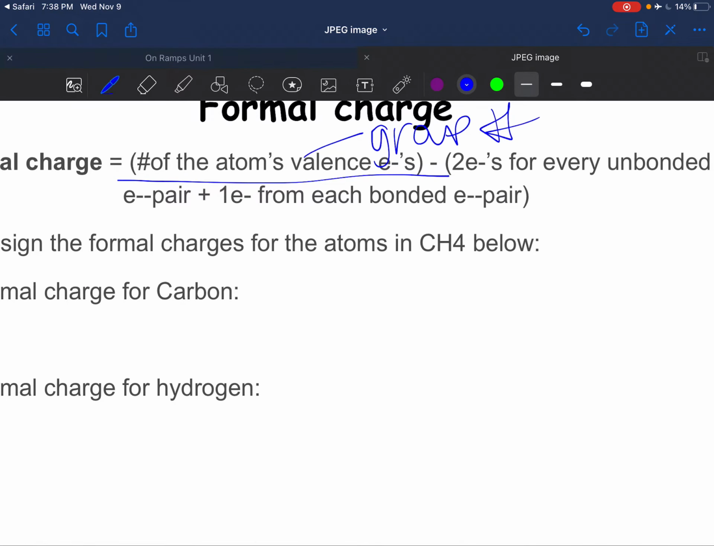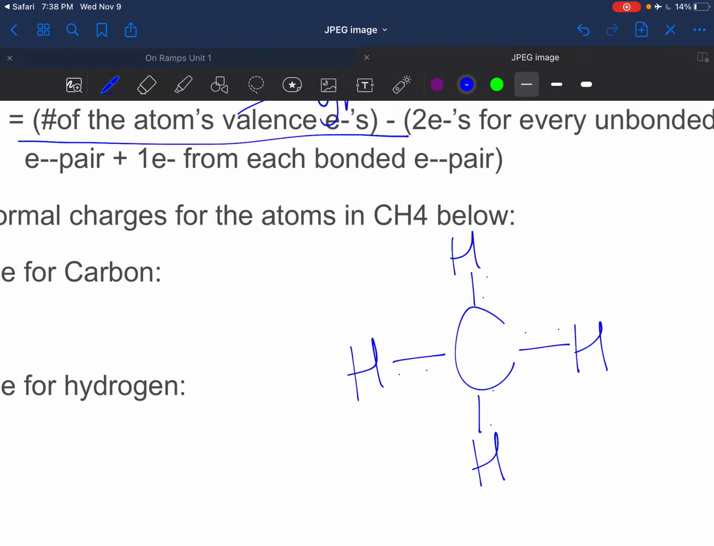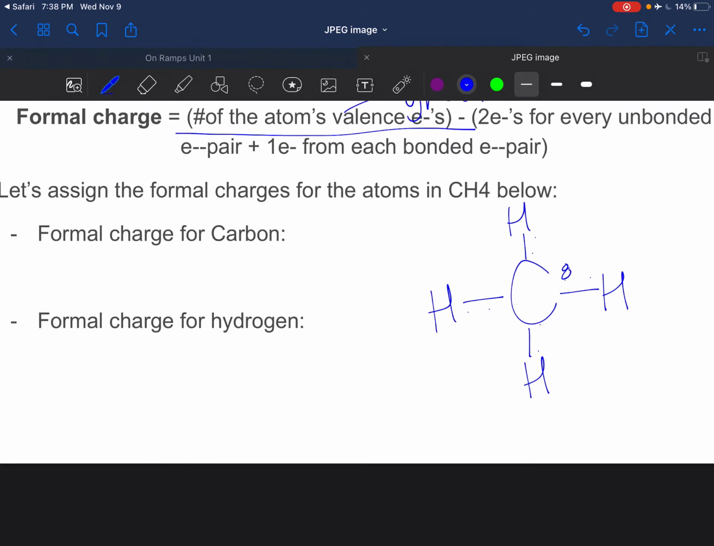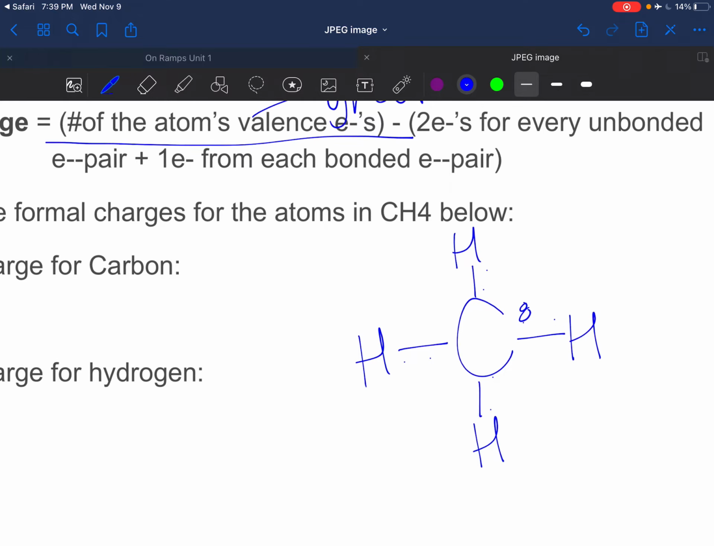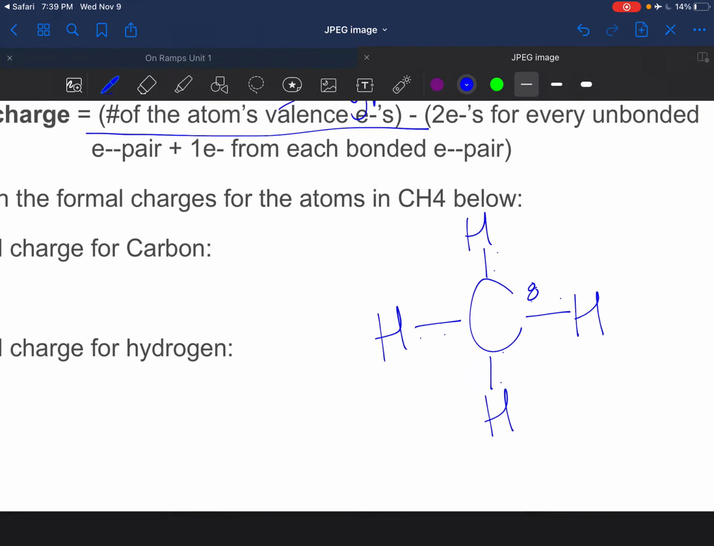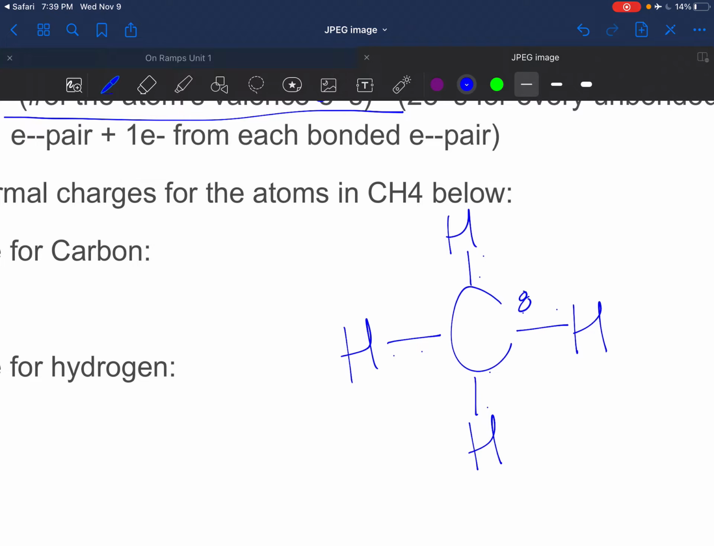So how I like to do it is by going like this. I just count the electrons around it. CH4 is our example on this question. Make sure that your octet rule is satisfied. There are 8 electrons, 1, 2, 3, 4, 5, 6, 7, 8, around carbon. So we have 8 electrons around carbon, so that should be good for the drawing.